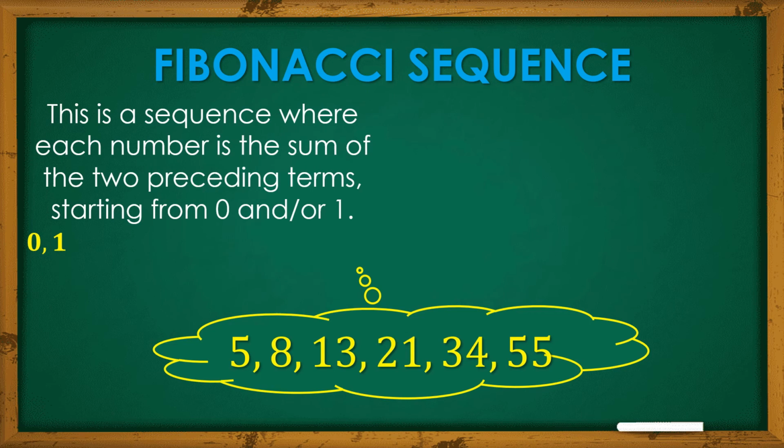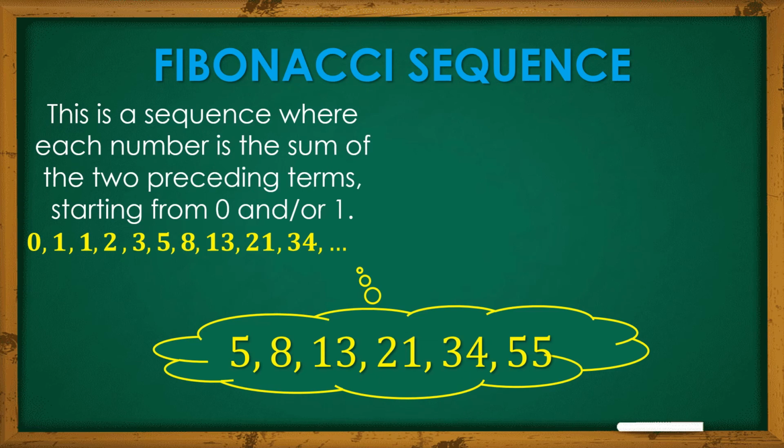Tingnan natin. Kung mag-uumpisa tayo sa 0, 1 at i-add natin yung dalawang nauna to get the next term, so ano yung sunod sa 0, 1? It's 1. Dahil 0 plus 1 is 1. Ngayon yung dalawa naman, 1 plus 1, it's 2. Next, 1 plus 2, 3. 2 plus 3, 5. 3 plus 5, 8. 5 plus 8, 13. 8 plus 13, 21. 13 plus 21 is 34, and so on and so forth. Ngayon parehas na siya dun sa sequence na nakuha natin mula sa scale ng isang pineapple at ng isang sunflower.